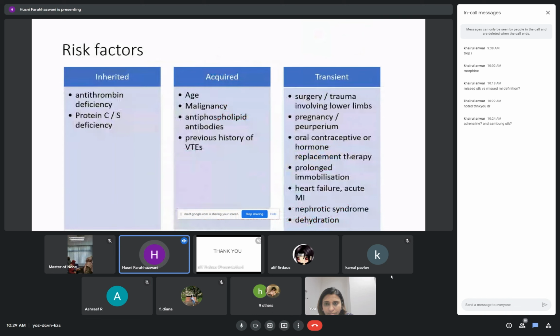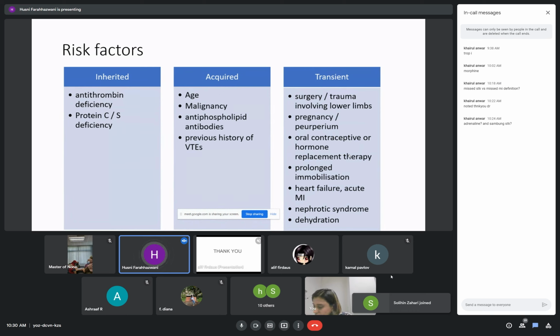So we can also divide the risk factors into three: inherited, acquired, and transient. For inherited, there will be antithrombin deficiency, basically antithrombin 3 deficiency, which will affect the coagulation cascade. Protein C and S deficiency also will affect the activated factors 5 and 8, which will affect the coagulation cascade also, and cause pulmonary embolism.